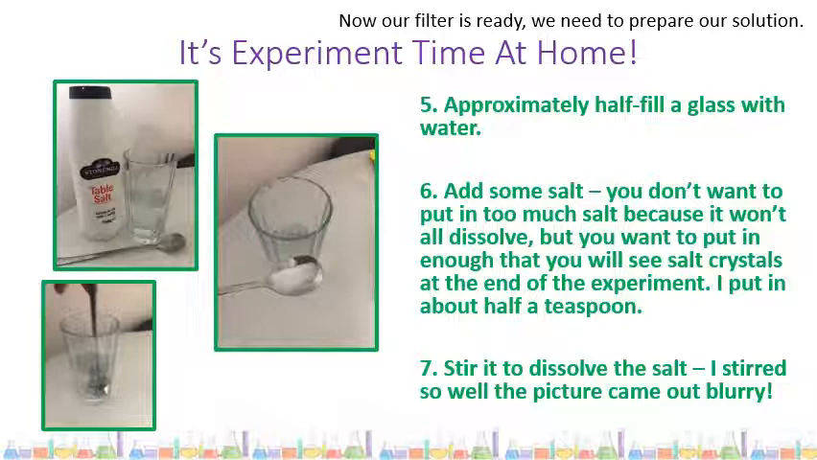Now we need to make our solution. So we are going to make a salt water solution, and we're going to add in an insoluble solid as well. So the first thing to do is get a glass and approximately half fill the glass with water. You're going to add some salt to it, not too much, because only a small amount will dissolve in the water. So add in small bits at a time and don't add in too much. Stir it to dissolve the salt.